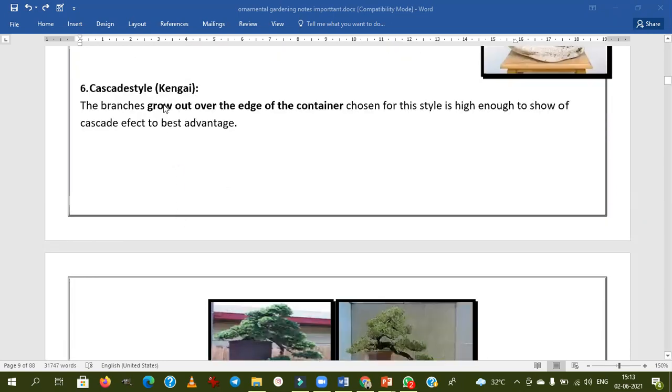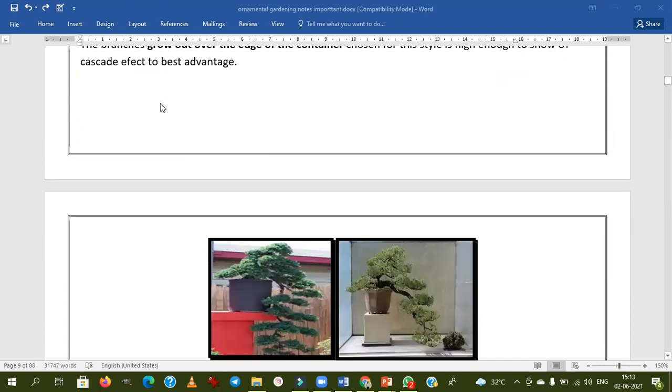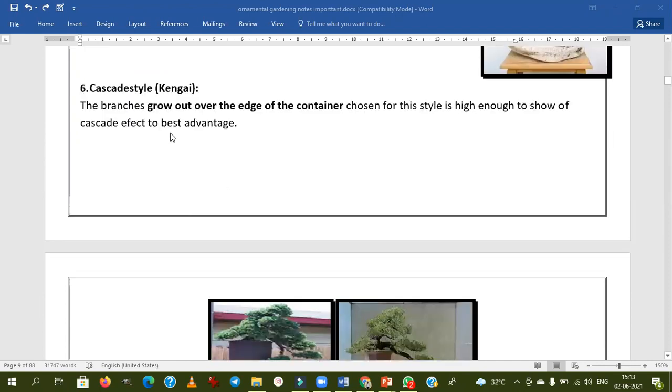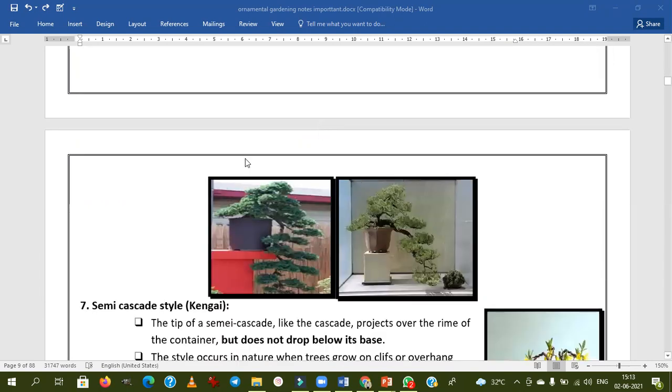Then the cascade style. Cascade style means it grows out over the edge of the container. Here in cascade style, you observe, it resembles a waterfall. Cascade style bonsai are not kept on the ground. They are kept elevated with the help of other containers.